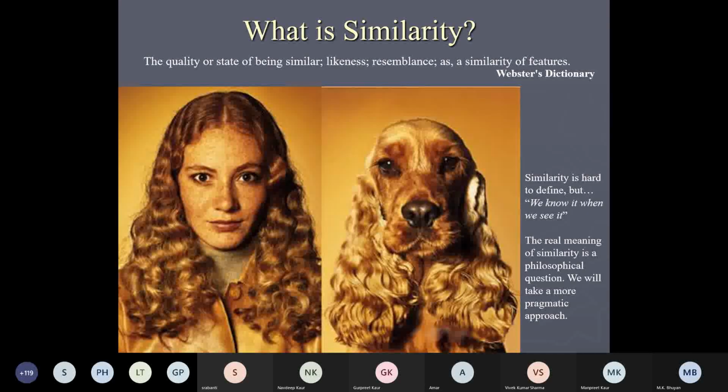Professor Kaur, are these images visible? Yes, sir. Yes.